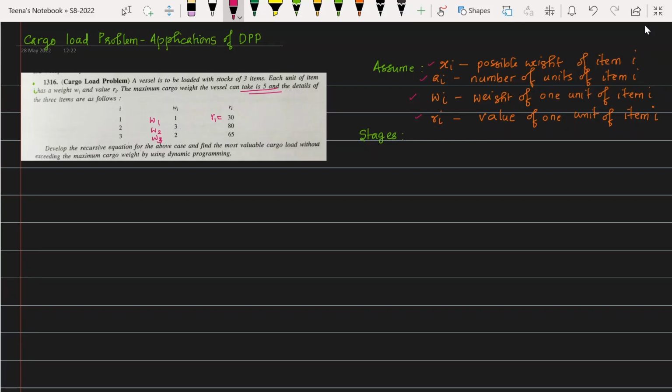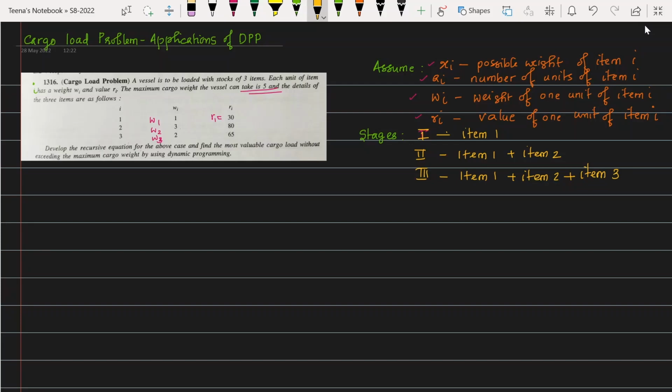Since we are dealing with a multi-stage decision making process, namely dynamic programming technique, we have to define the stages. Consider stage 1. In stage 1 we will have item 1 only. In stage 2 we will have item 1 and item 2. In stage 3 we will have item 1, item 2 and item 3. So these are the 3 stages that we need to consider.